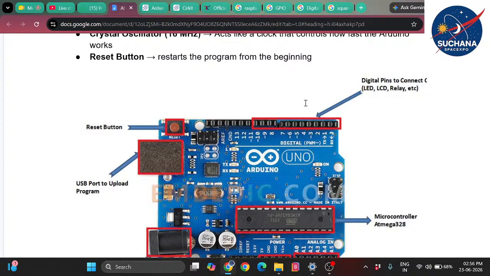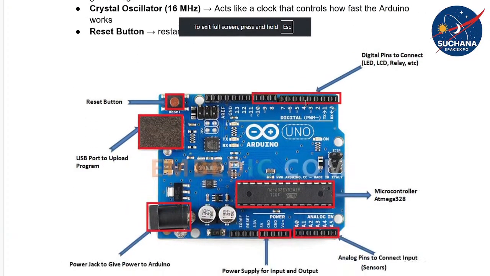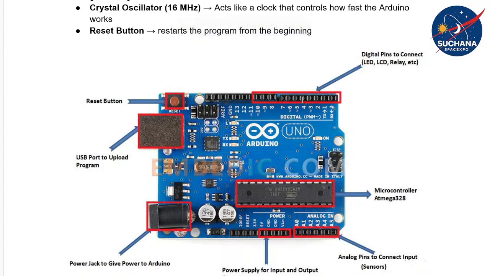See, among these 14 digital IO pins, each pin can act as either input or output. So how you need to configure whether the pin should act as input or output, that will be programmatically decided. In the embedded C program, you will have to configure whether the specific pin should act as an input or it should act as an output. Okay.